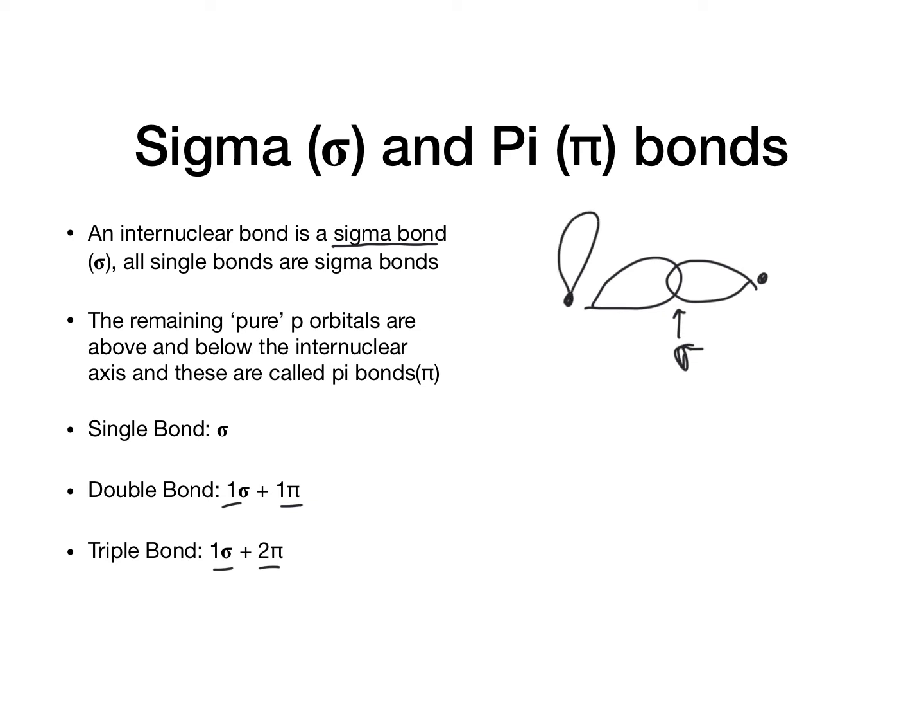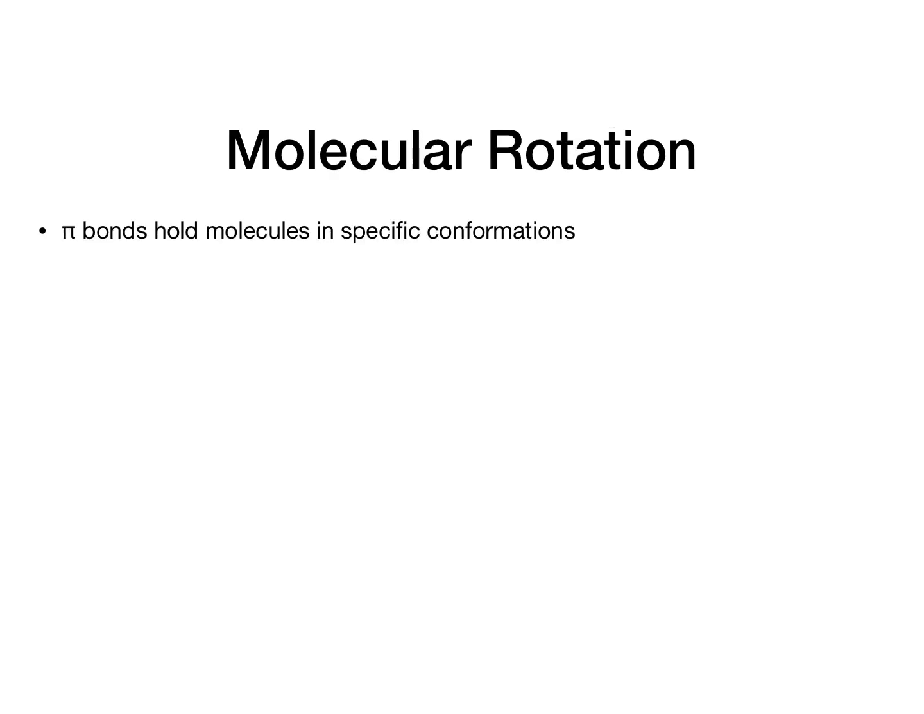The pi bonds can be above and below, and they could be here. You could also see them at 90 degrees to that, basically in and out directly along this bond. But a pi bond or a triple bond, which is two pi bonds, is not along the internuclear axis. So one of the things that pi bonds are really useful for is thinking about rotation.